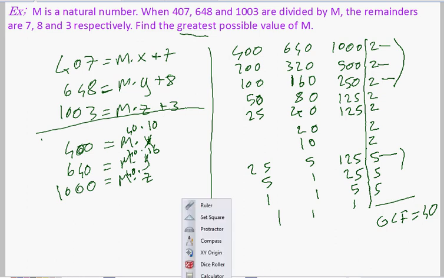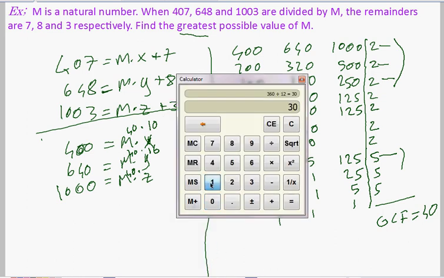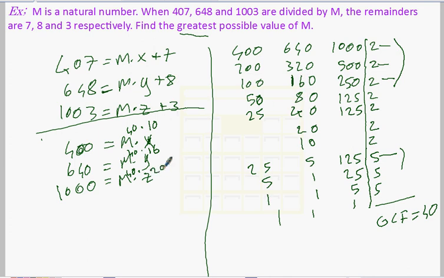Is it 25? Let's check that. 1000 divided by 40, can we do that? 1000 divided by 40 is equal to 25. So 40 is the final result you should find.